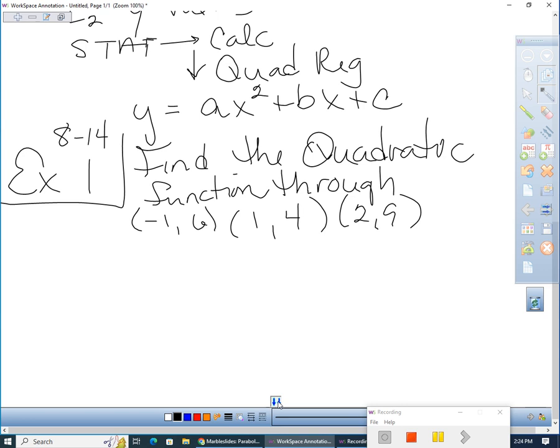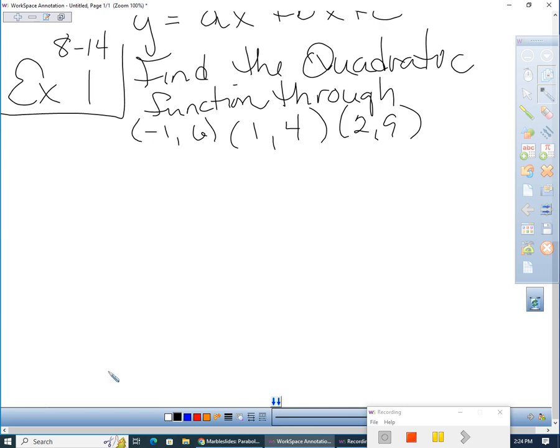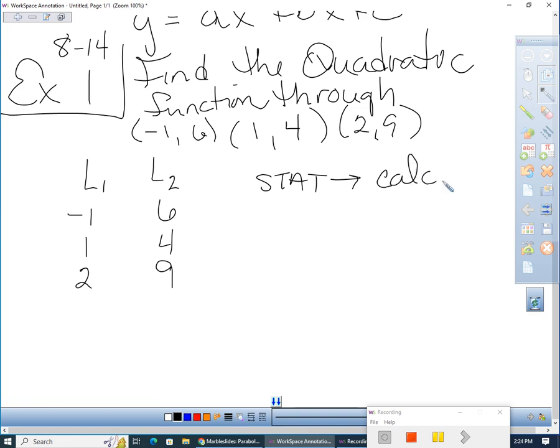All right, so you're going to go into Stats, into Edit. List 1 should be negative 1, 1 and 2. List 2 should be 6, 4, and 9. Once you get those in List 1 and List 2, you go back into Stats, over to Calculate, and down to Quad Reg.